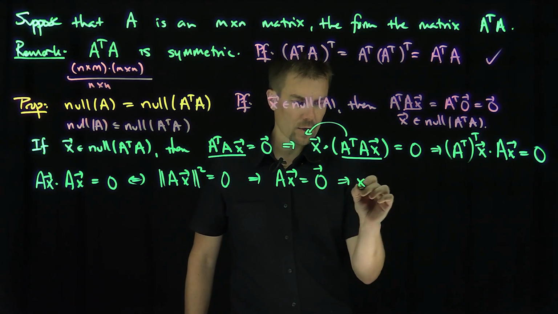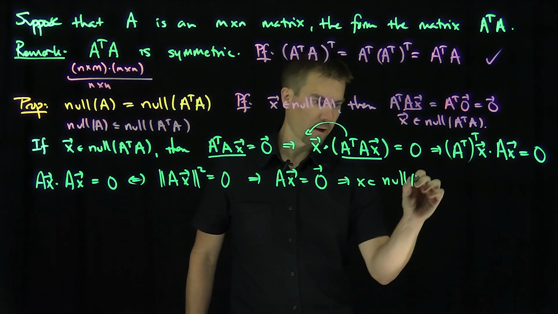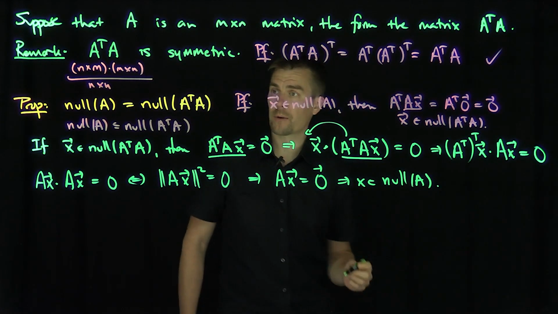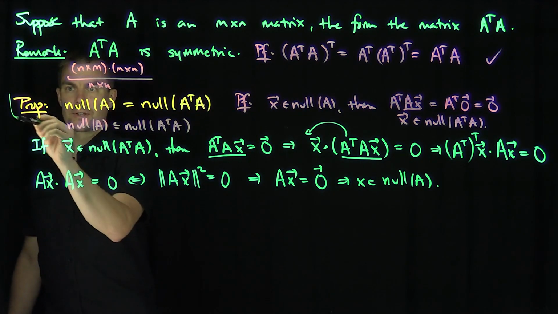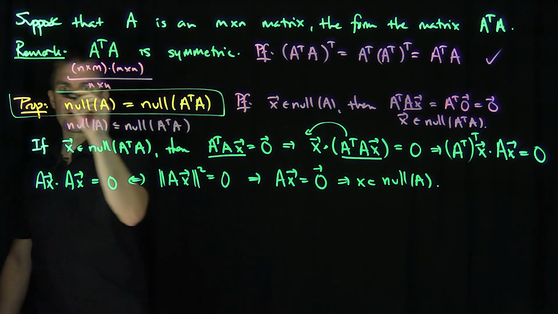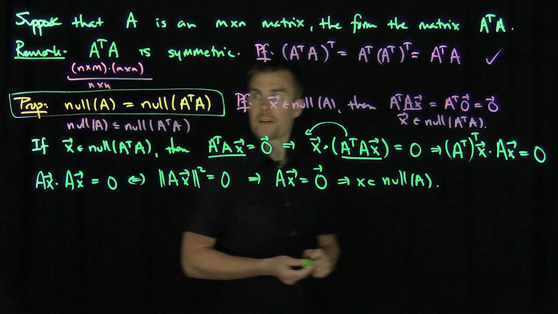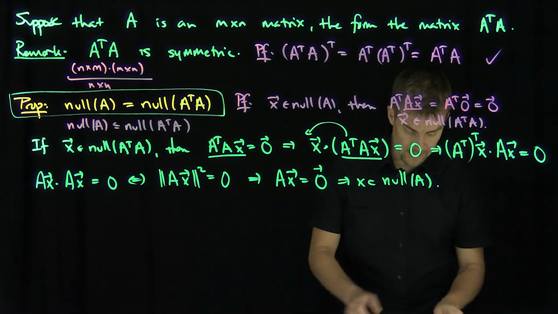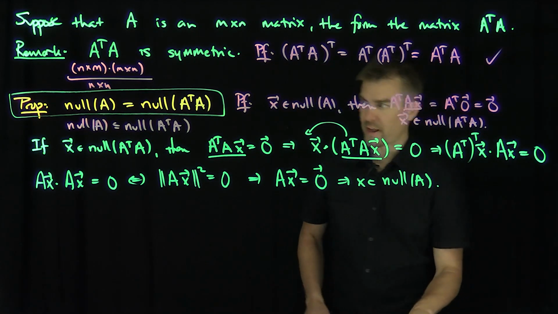And therefore X is in the kernel or the null space of A, and we have the opposite inclusion. So we've just proven our proposition that the null space of A is the null space of A transpose A. Great. Now we get an immediate consequence from this, and namely that they have the same rank, right? So let's prove that proposition next.